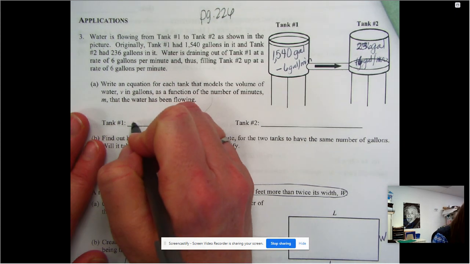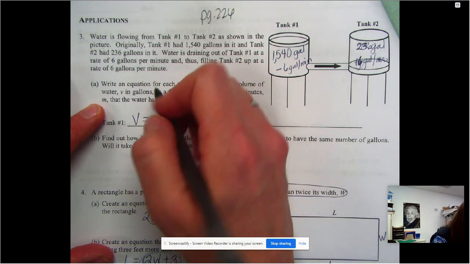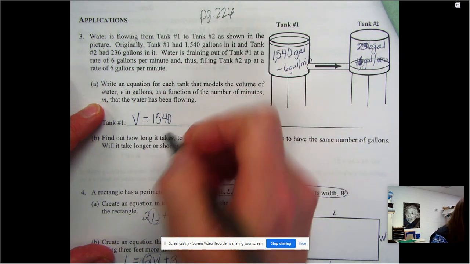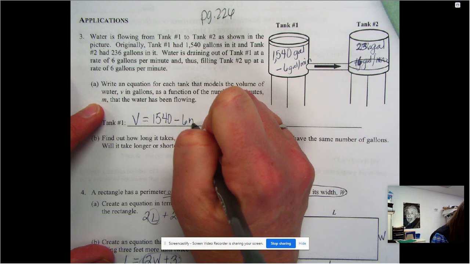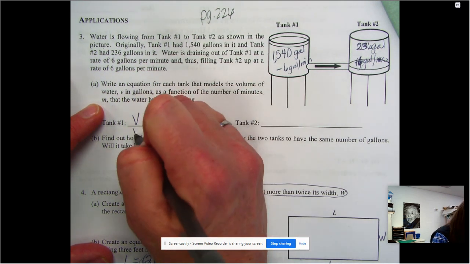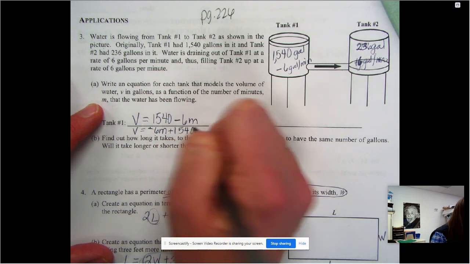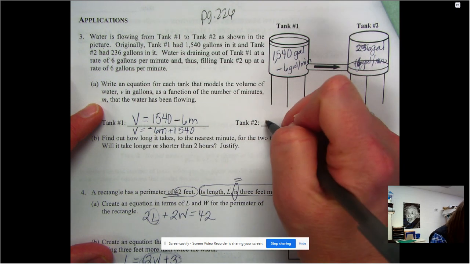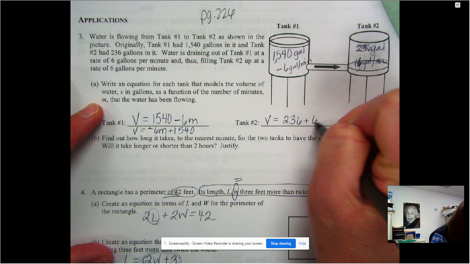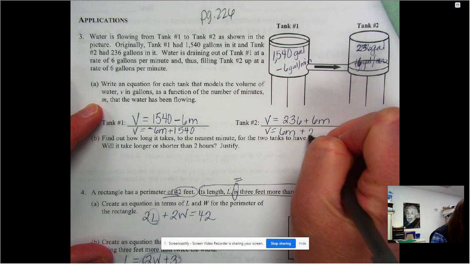Okay, so tank number 1, the total volume in the tank, the total amount of V, should be 1,540 minus 6 times the number of minutes that the tank is open for. You could have also written V equals negative 6M plus 1,540. Okay, over here, our total amount of volume is 236 initial plus 6 times M. And again, you could have also written positive 6M plus 236.